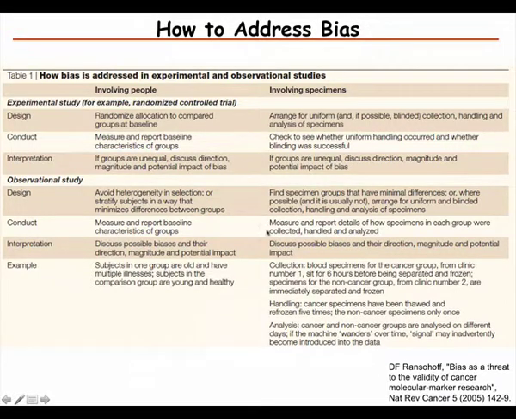there are many different ways. So I definitely recommend David Ransohoff's paper, and he has a whole series of papers, but this is a good one to start with. The bias as a threat to the validity of cancer molecular marker research, where he goes through how to avoid different types of biases.